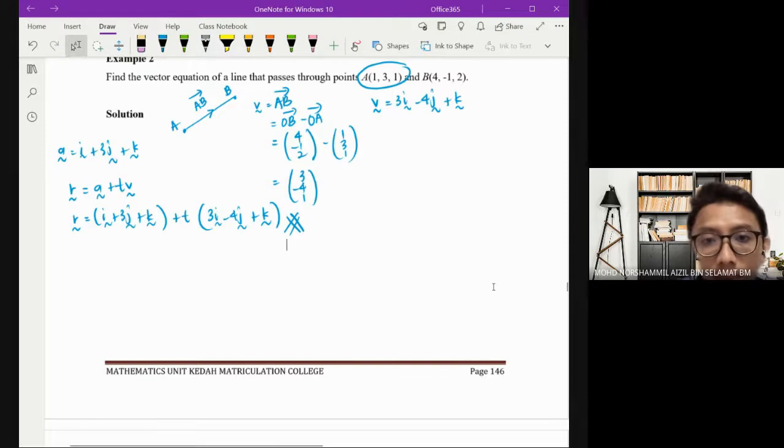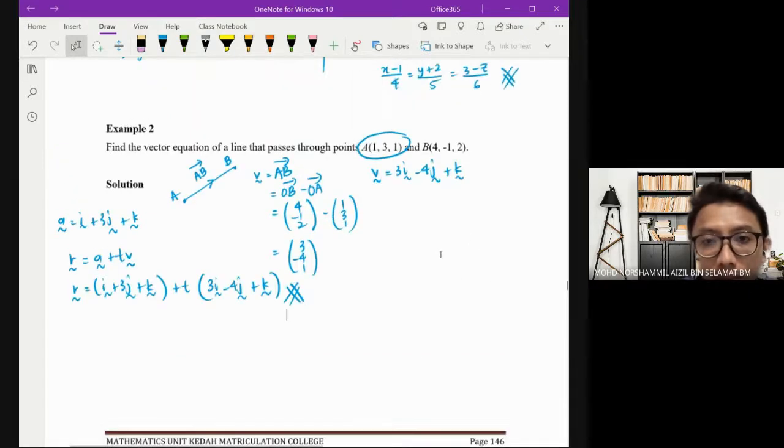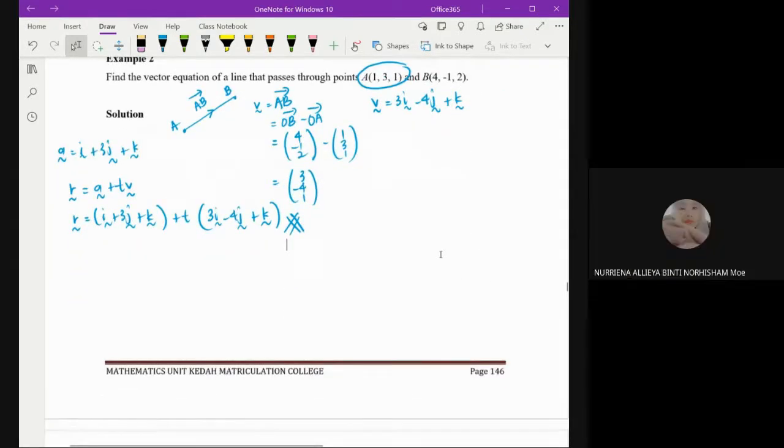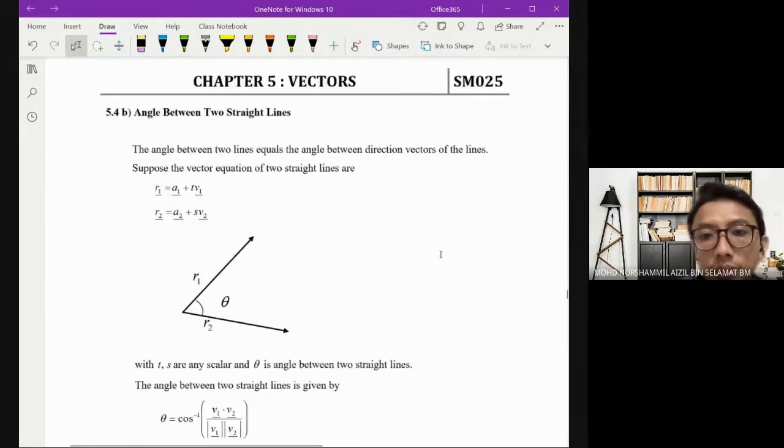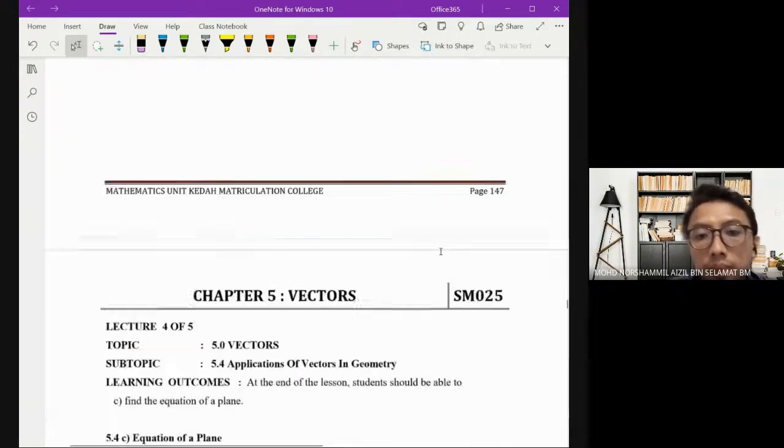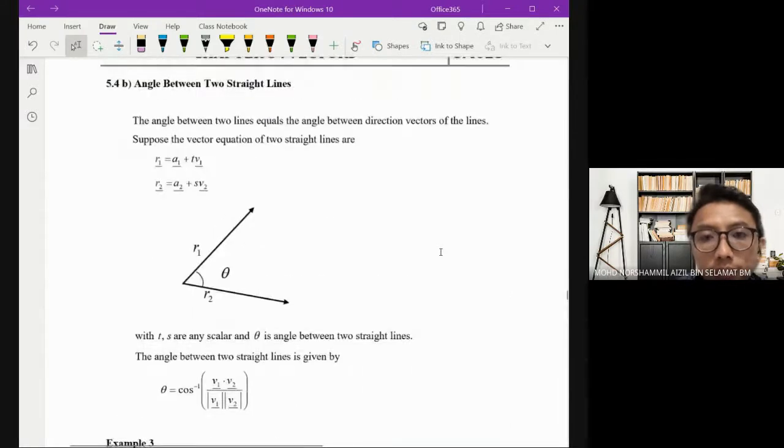Okay, can we proceed to the last example? Can? Yes, sir. Okay, last one for today. Is it the last one or is there more? Oh, it's the last one. Enough.